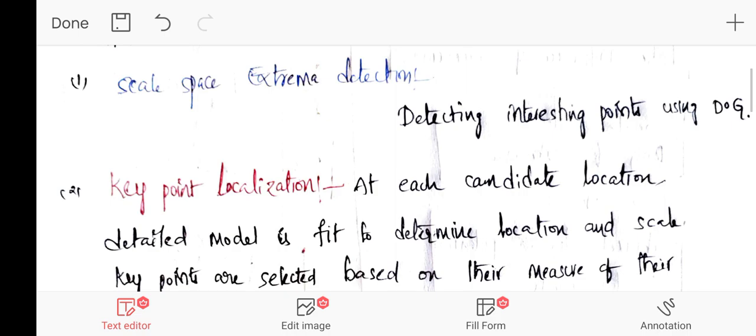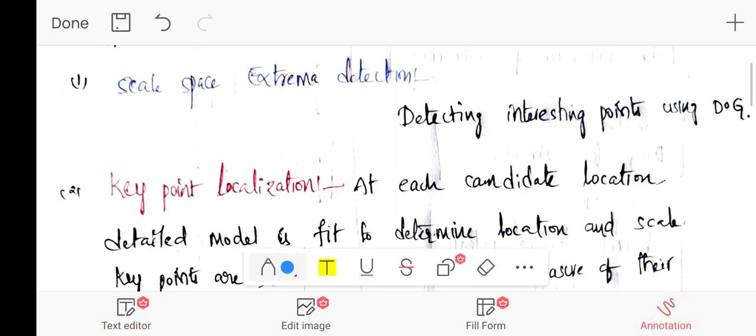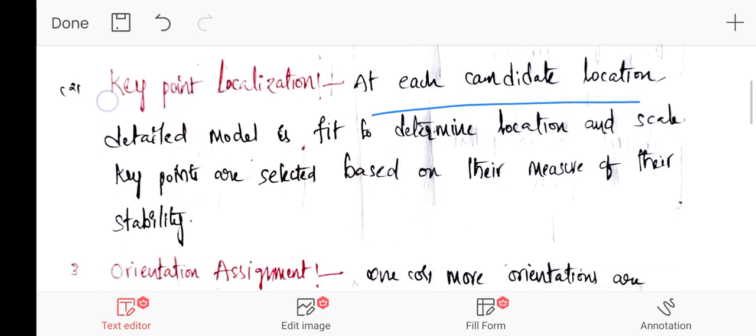Scale space extrema detection means taking the Gaussians and their differences. Suppose you are taking two images, the difference of their Gaussian images gives the DoG. That DoG is used for detecting the interesting points in the corresponding images, which are also called key points. The second step is key point localization. At each candidate location, a detailed model is fit to determine the location, based on stability measures, so we can identify the location of the key points. That is point number 2.